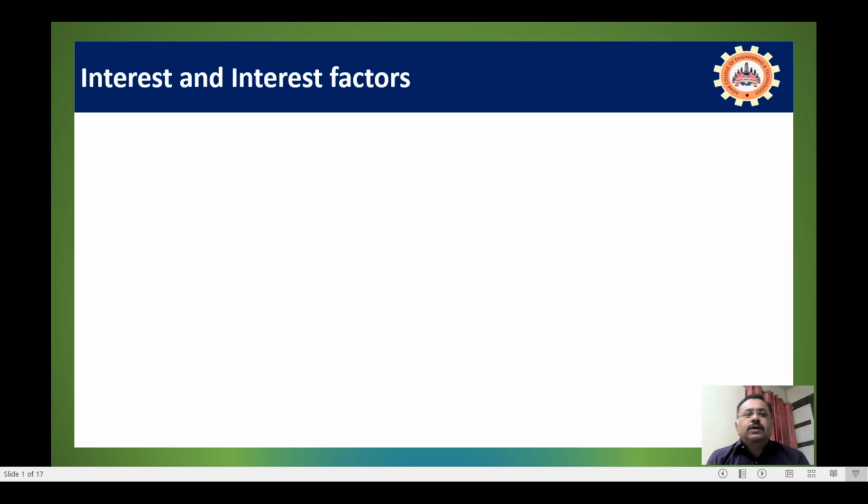In this particular lecture series, let us discuss the interest factors, that is, the various types of interest that you have, and how to calculate the simple interest and the compound interest. So let us know about the interest and the interest factors.